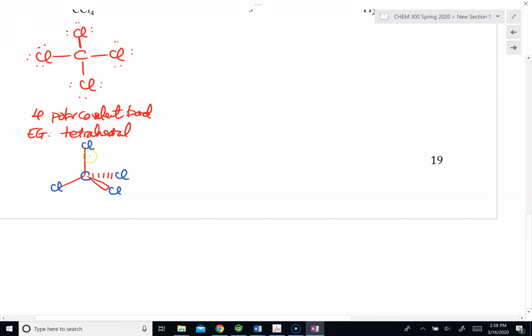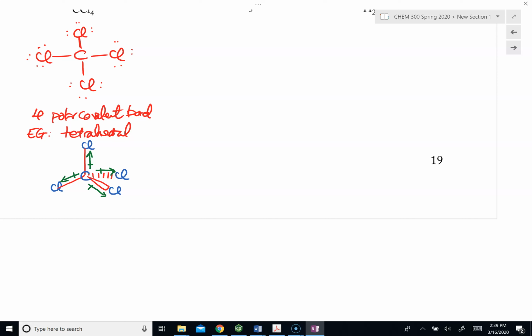Here in this case, there will be a dipole moment along this bond pointing toward the chlorine. And there will be another dipole moment of the same size as the previous one pointing to this chlorine. And if we do the same thing, we're going to draw another one right here and another one right here. Now, the shape of this molecule is tetrahedral.